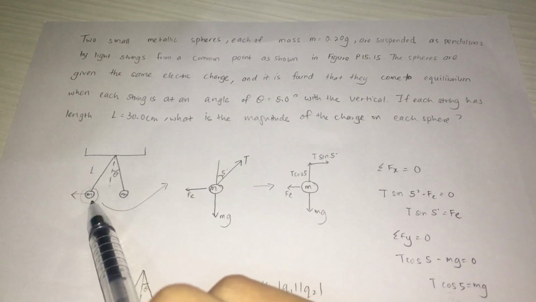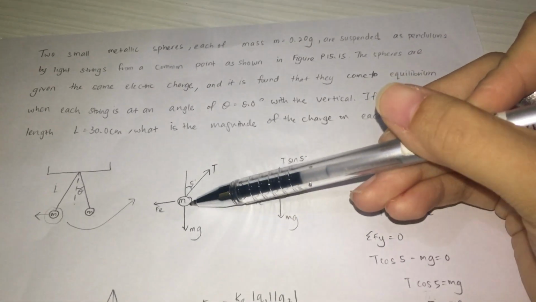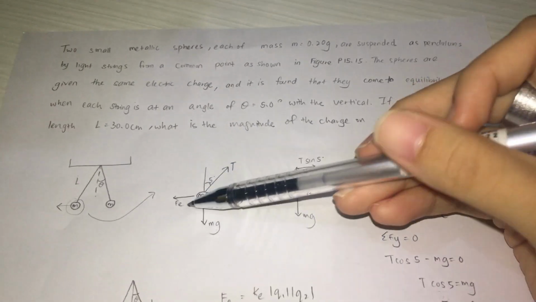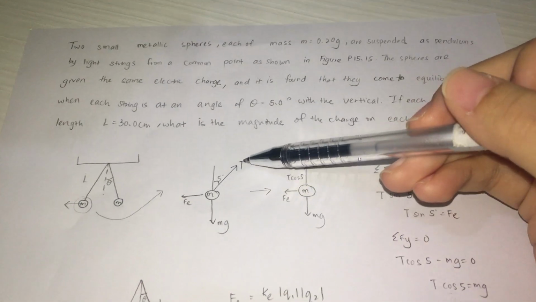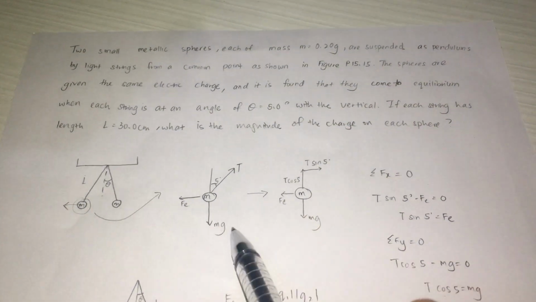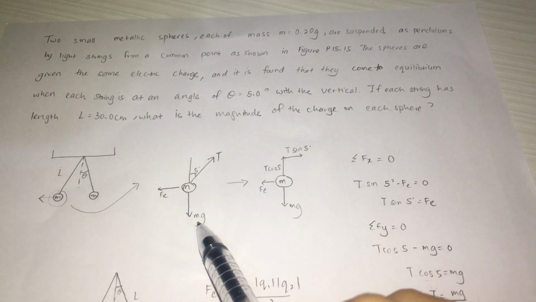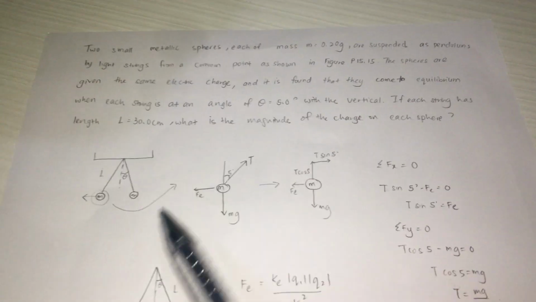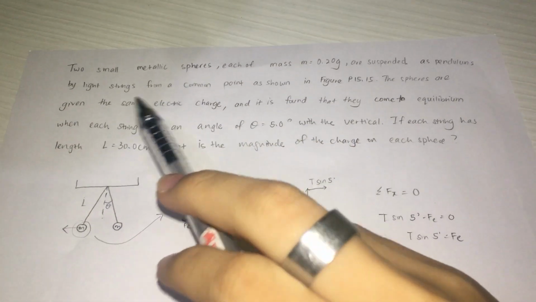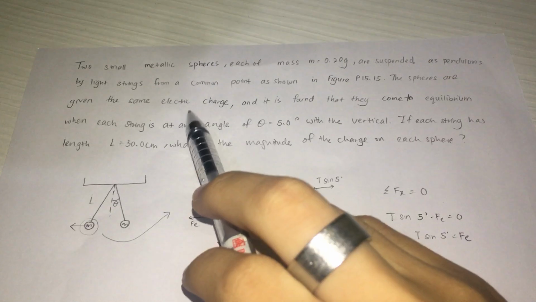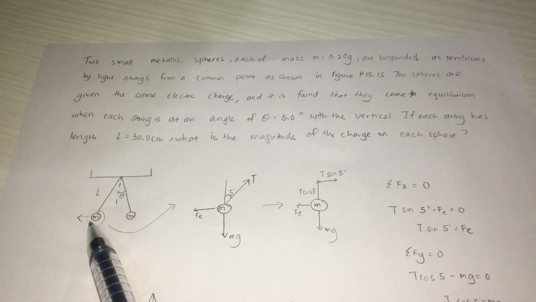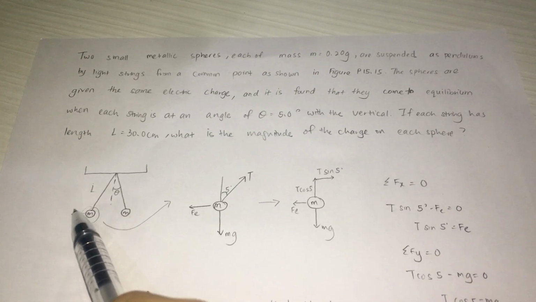I will only take this to fully understand the diagram. So on the metal sphere, we have three types of forces acting on it. First is the tension, which is the strain. Secondly is the gravitational force, and this is called the electric force. Now, it is stated that the two spheres are given the same electric charge, so we know that like charges repel from each other. That's why it's going to the left.